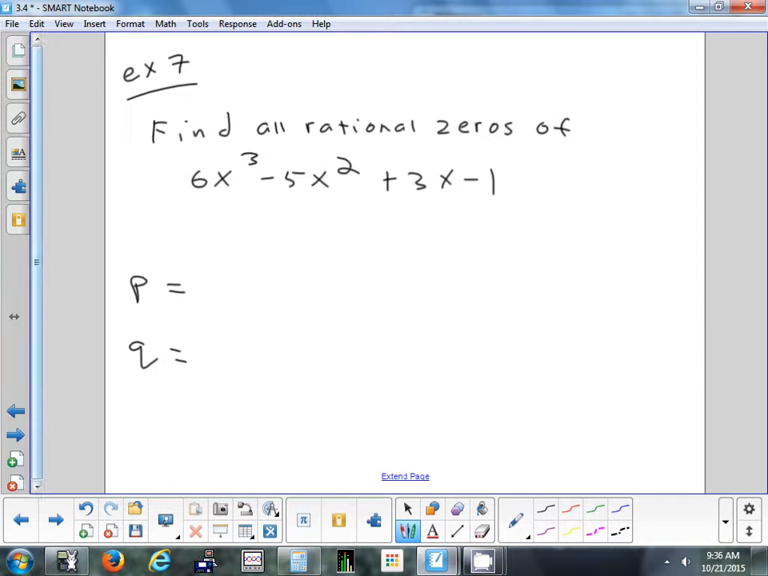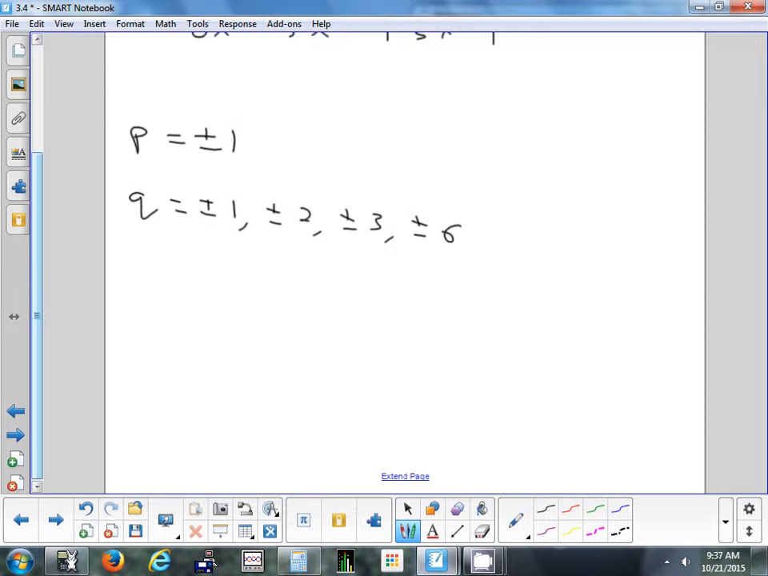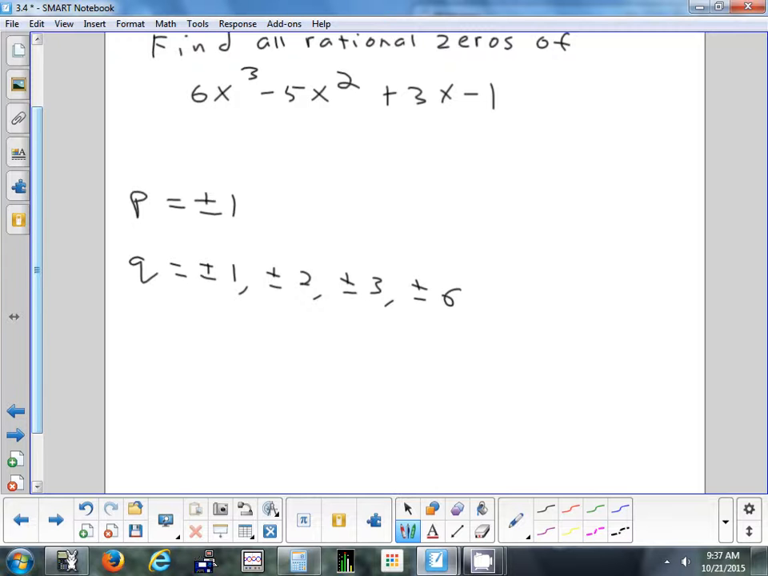Okay, what are my factors of p? 6. That one's q. What are your factors of p here? Yep, plus or minus 1. Okay, what about q? Yep, plus or minus 1, plus or minus 2, plus or minus 3, plus or minus 6. So even though we got a lot for q, there's only 1 for p, so we're not going to have that many. It's 1 over every one of these. Okay, so we'll just write those out.